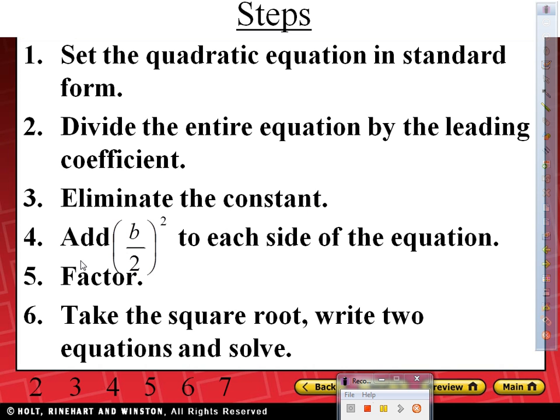Step 4, add b over 2 squared to each side of the equation. Step 5, factor. Step 6, take the square root, write two equations and solve. Copy that, please.